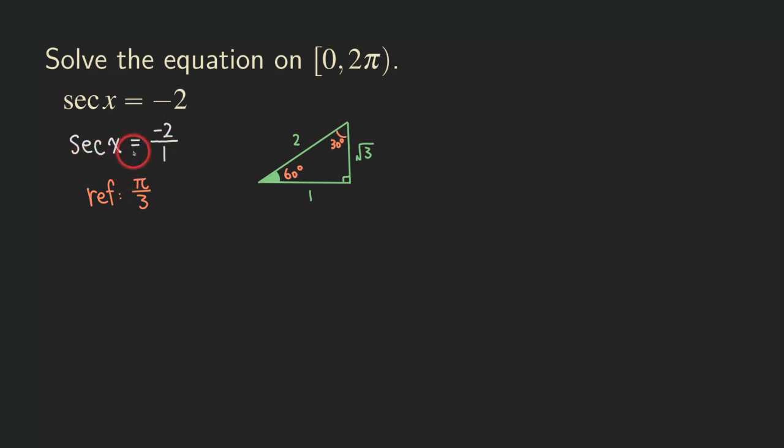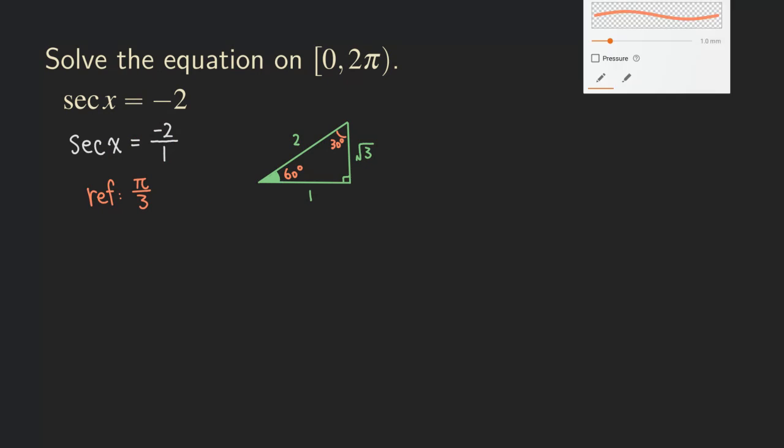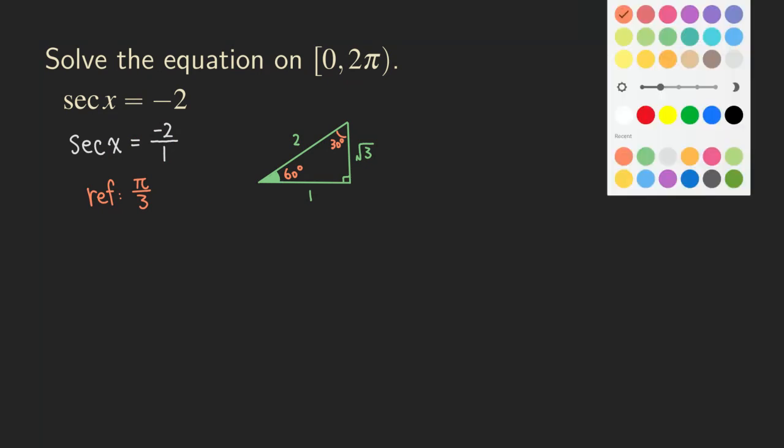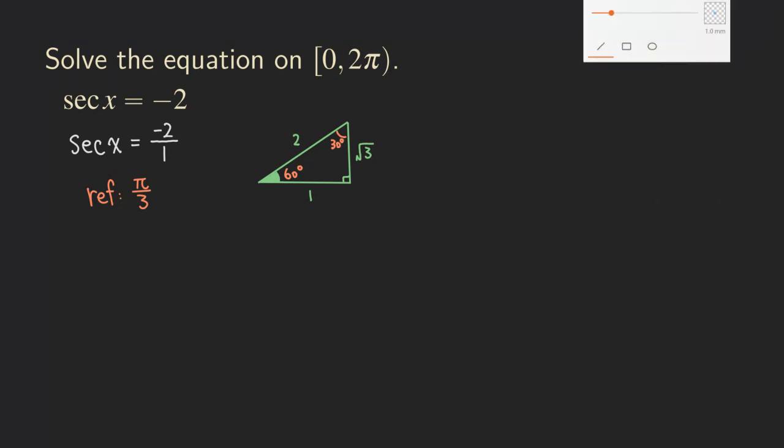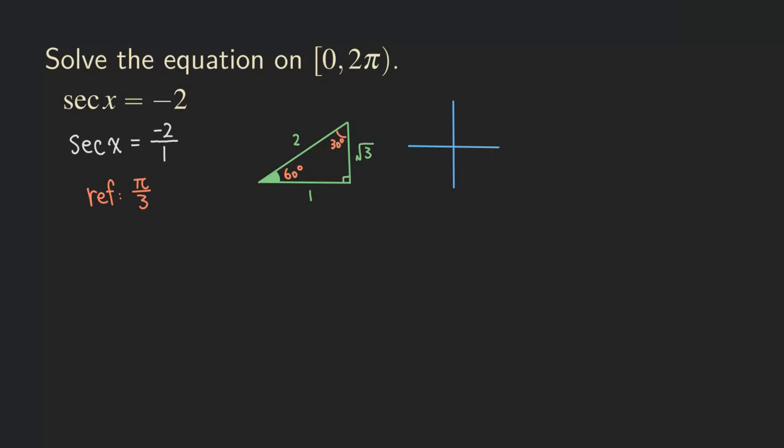That means we need to determine in which quadrants the secant of that angle is equal to a negative number. To do that, we use our usual sign chart for all the trig functions. You're just going to draw the chart right here, and it's actually quite simple to label the chart: All Students Take Calculus, right?